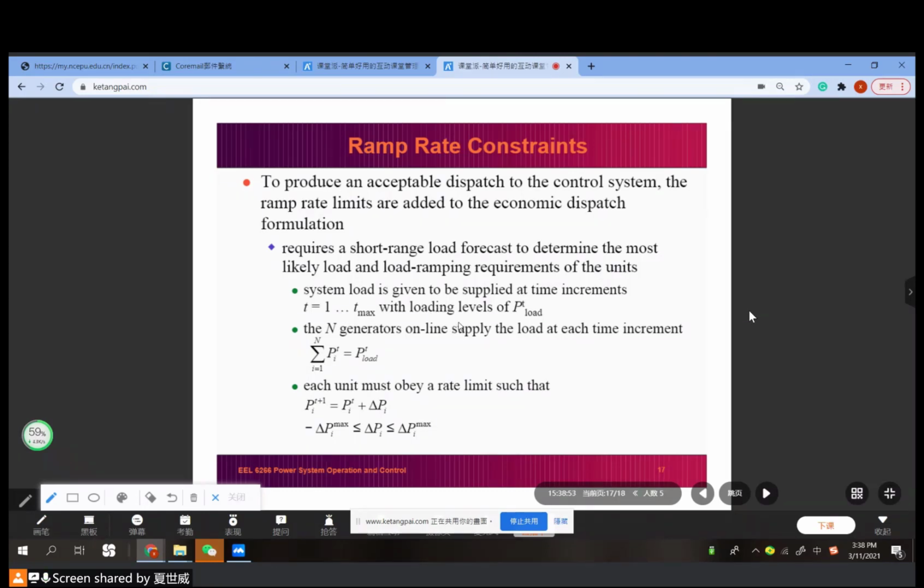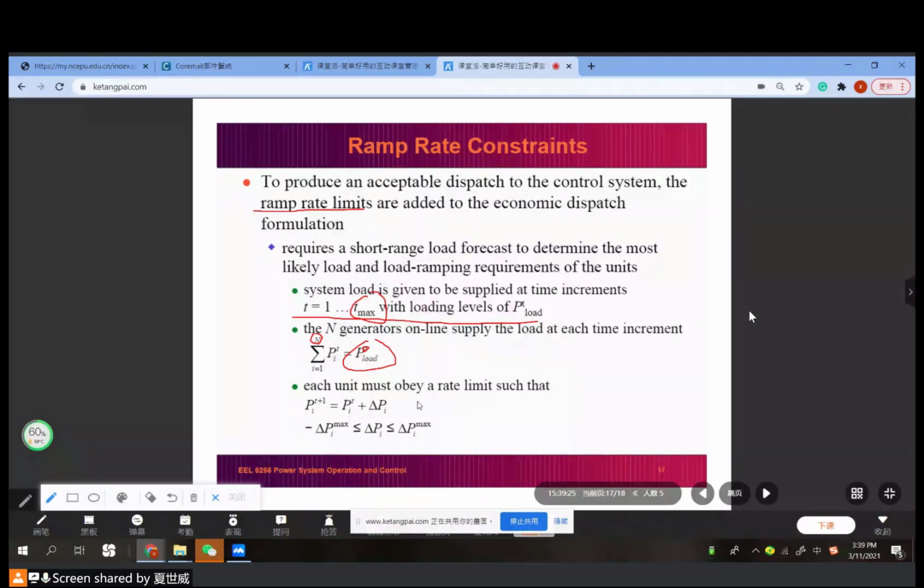Suppose there are n total generators, and the load is P load T. This T is for different time periods, since the load is different in each. And we also want to consider the ramp rates, so there are many time slots. We assume T from 1 to T max. Maybe 1 for hour 1, 2 for hour 2, and so on.